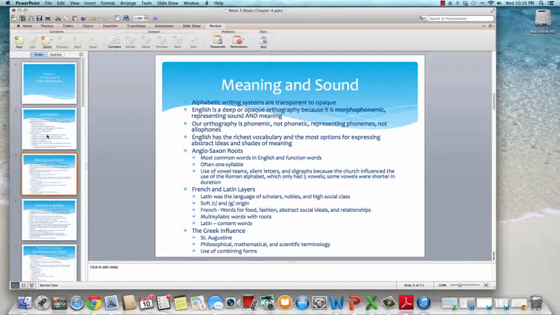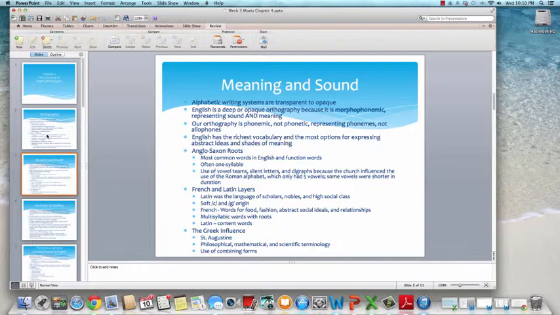So once that church influence was there and they were using the Roman alphabet, then you started seeing a lot of Latin influence as well, because that was the language of the church. So it was a language of scholars, nobles, and the high social class. And usually those with the money and the power are the ones that are making the rules. So therefore, we get all these Latin influences.